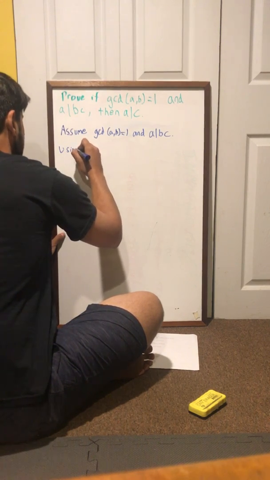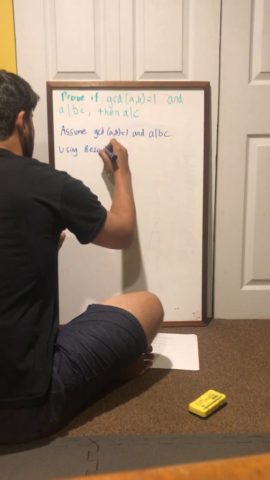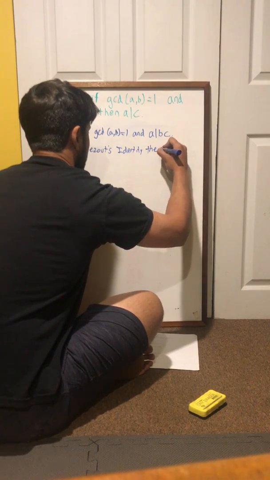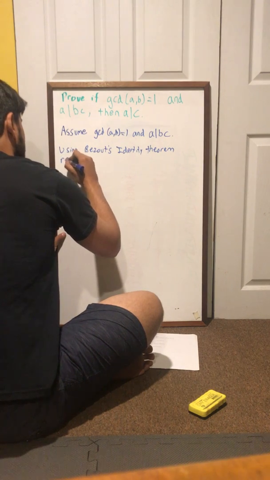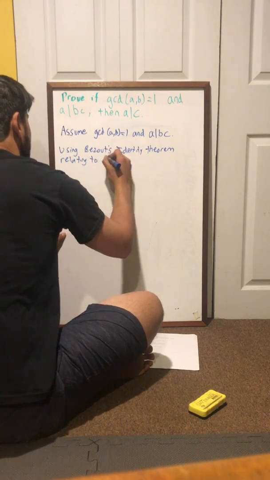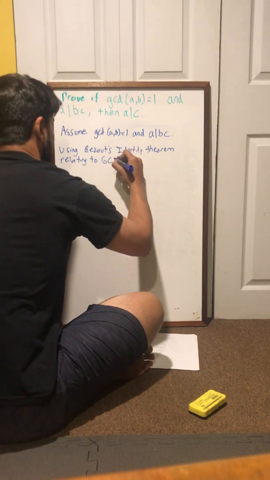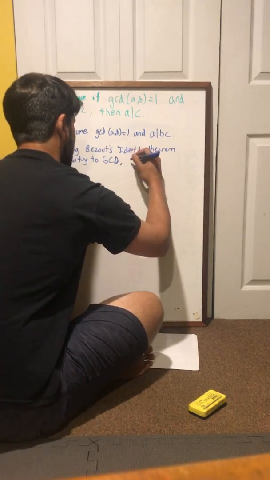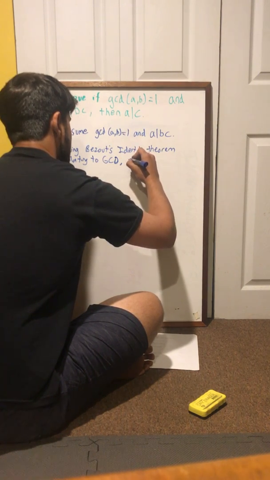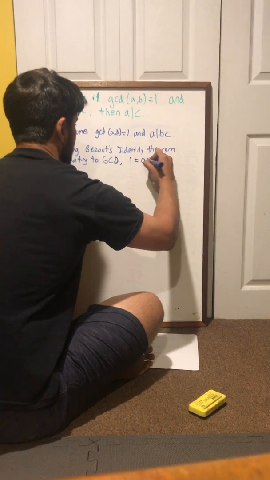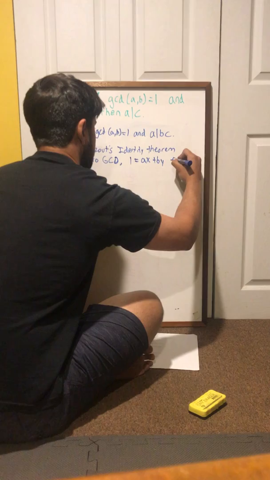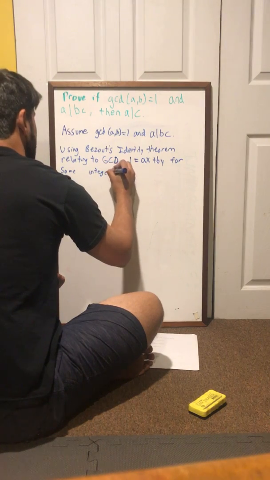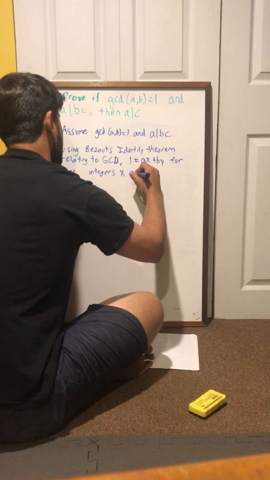So using Bezout's identity theorem relating to GCD, we can say, relating to GCD, 1 equals AX plus BY for some integers X and Y.